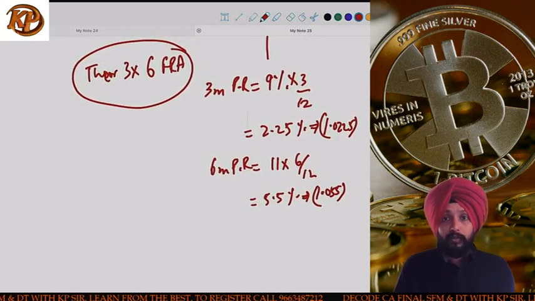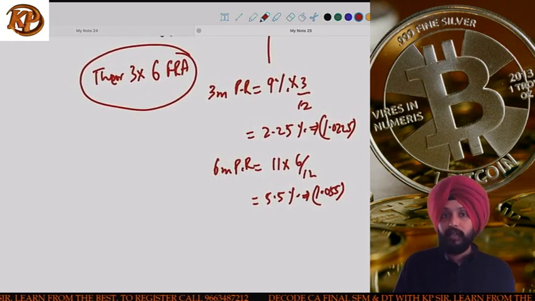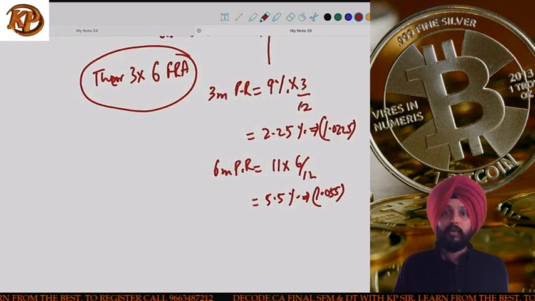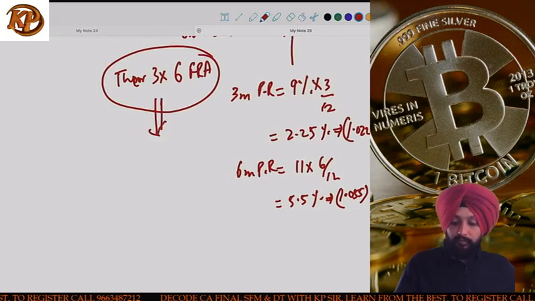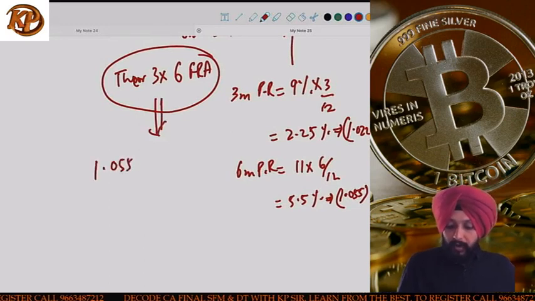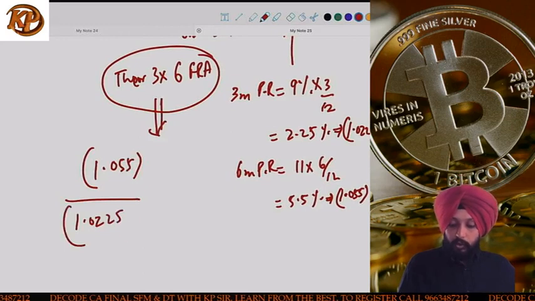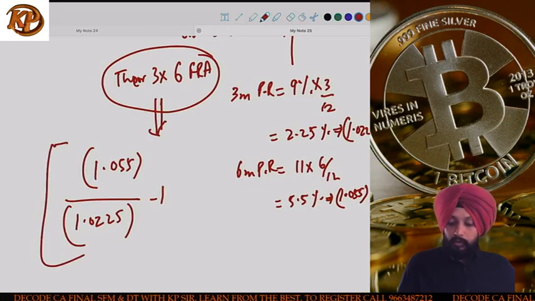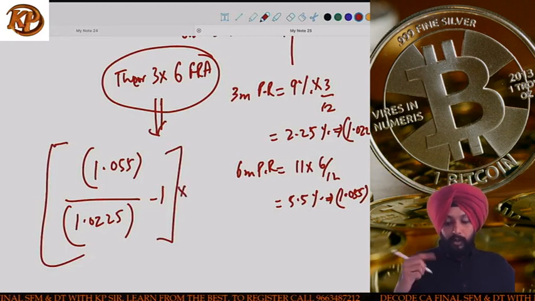First, you calculate periodic rate based on the period of resetting of LIBOR, which is 9% into 3 by 12, 11% into 6 by 12. Once you calculate the periodic rates, then you make a factor of it. Now we need 3 into 6 FRA. So what we do is the bigger factor, that is 6 months factor, divide by the 3 months factor, minus 1.